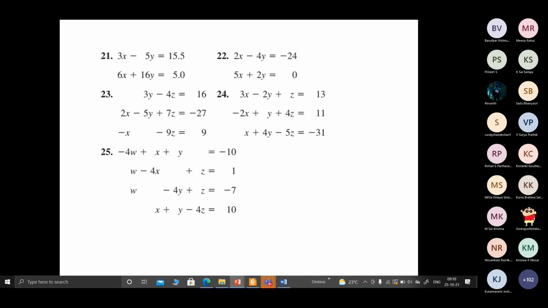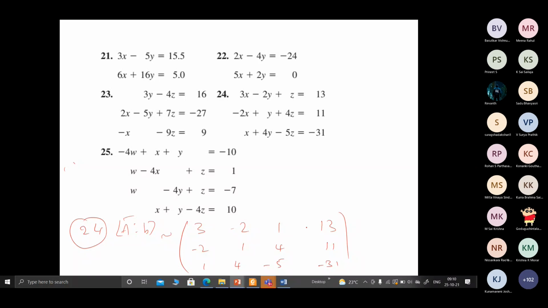So for example, let us try 24th. Okay, I'll try 24th here. So what is the augmented matrix? I'll write here 3, minus 2, 1, 13; minus 2, 1, 4, 11; 1, 4, minus 5, minus 31.